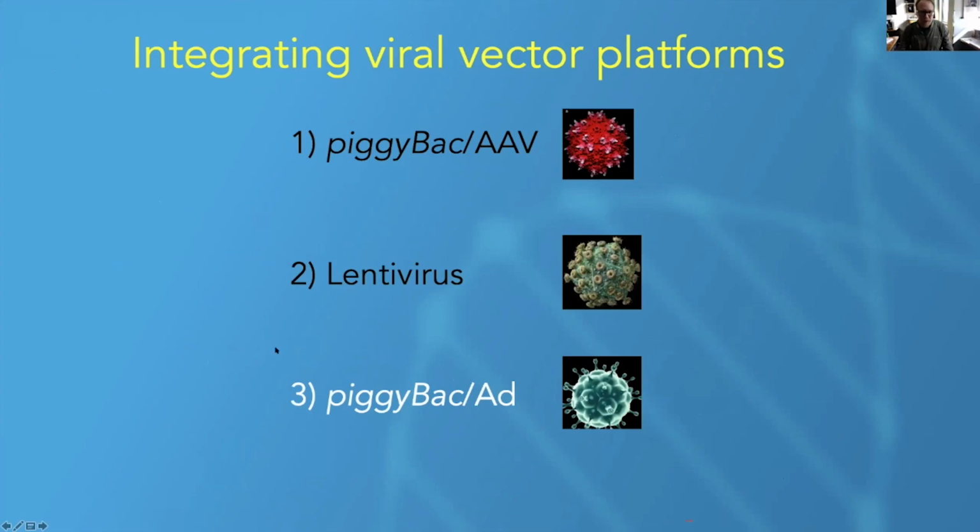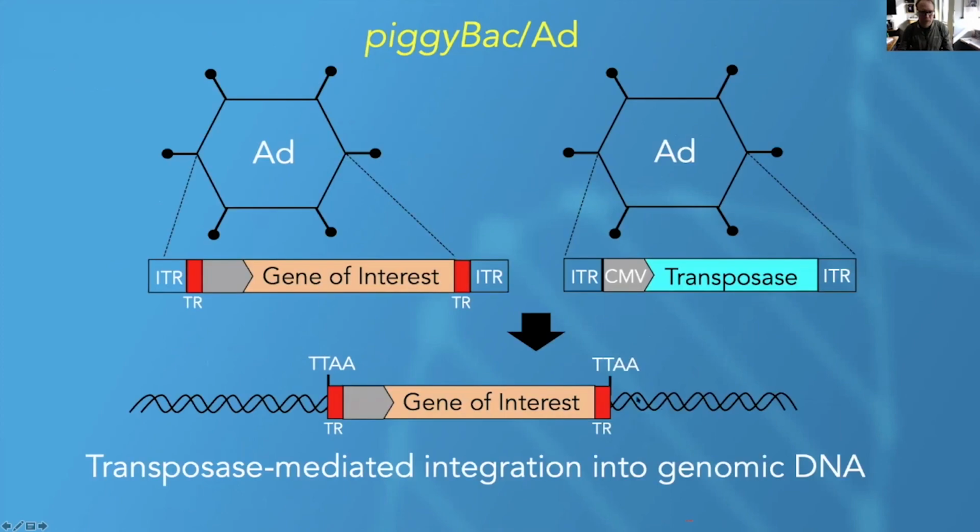So now moving on to the piggyback Ad portion of the talk. Piggyback Ad, similar to piggyback AAV, is a 2-part system where the transposon is delivered in one Ad, and the transposase is delivered in a separate Ad, or AAV, or mRNA, or protein. In the absence of transposase, this construct functions like any other adenovirus. In the presence of transposase, the expression cassette is transposed from the Ad genome and integrated into the host genome.